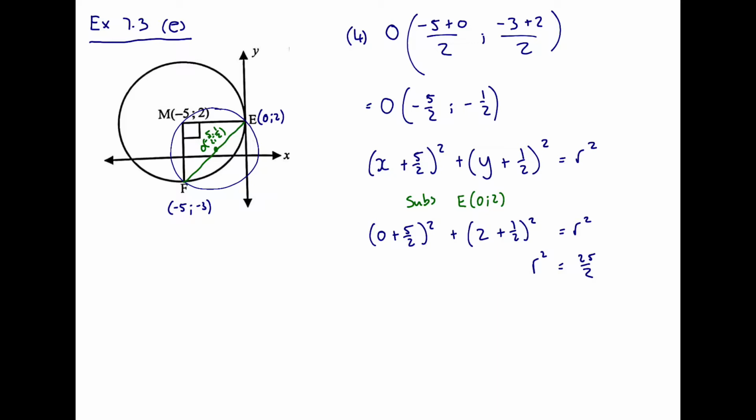And then finally, we just plug that back into the equation. So (x + 5/2)² + (y + 1/2)² = 25/2.